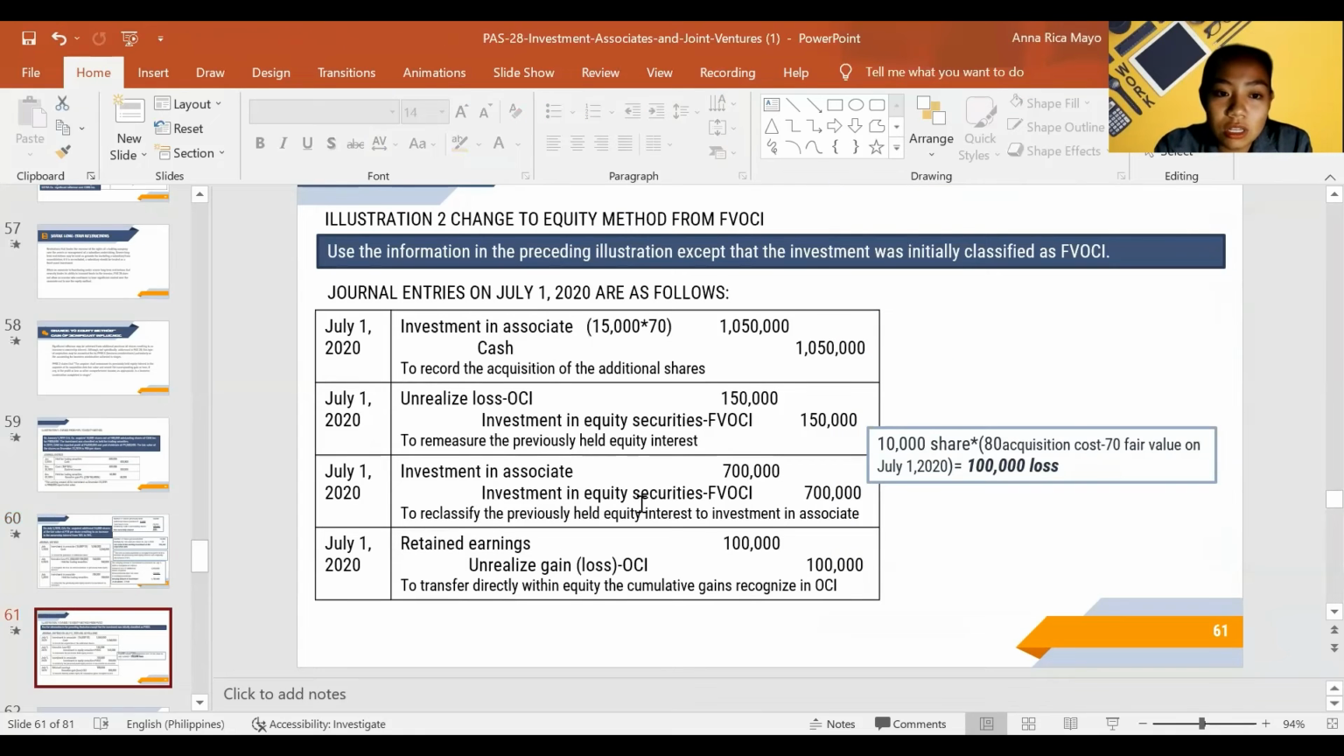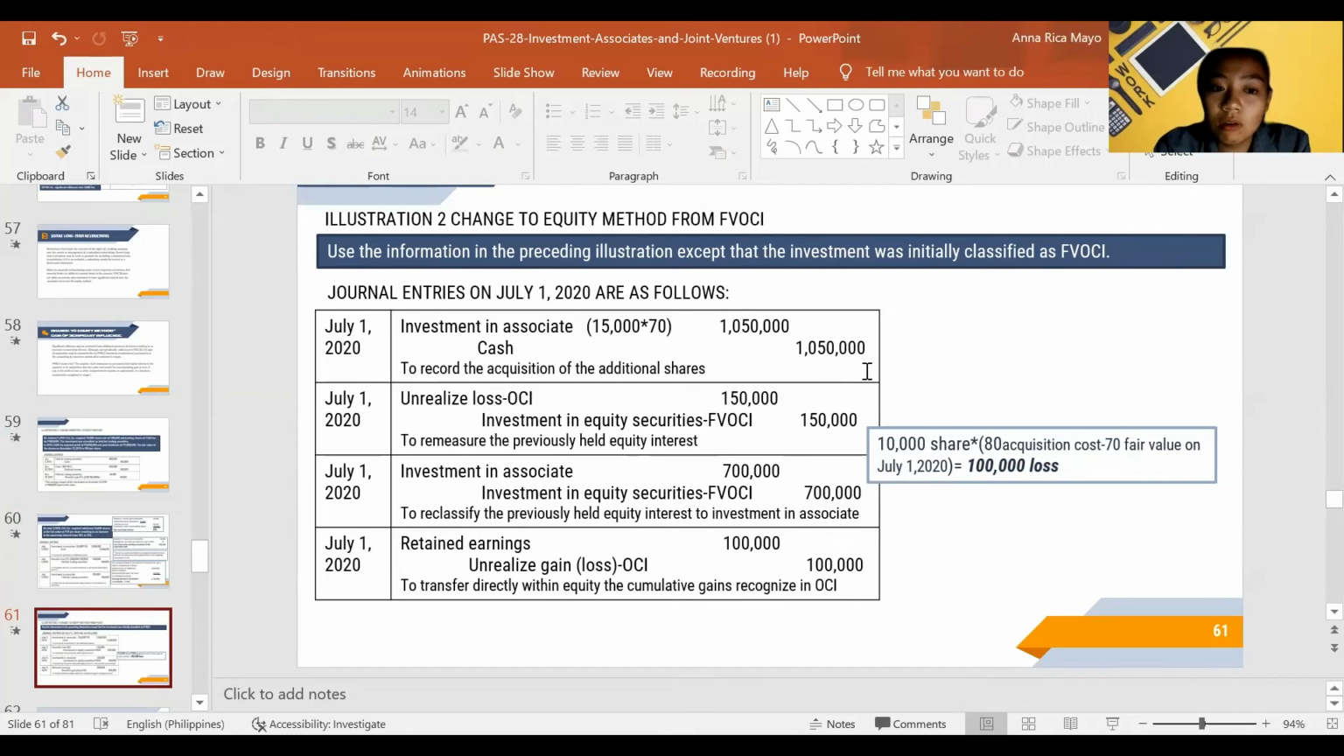Another illustration. Use the information in the preceding illustration. Same pa rin daw ng problem, except that the investment was initially recognized as fair value through other comprehensive income. Ang magiging entry mo doon noong July 1, 2020 is investment in associate, 1,050,000, cash, credit, 1,050,000.